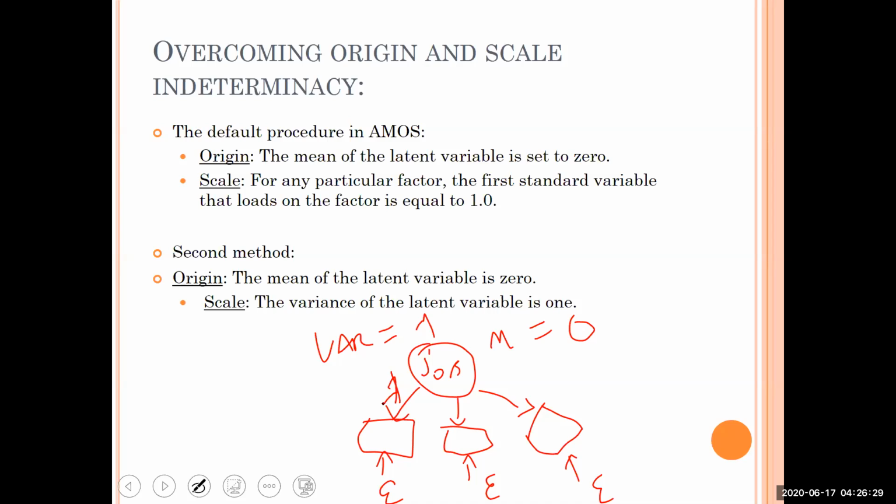So these 2 methods are equivalent statistically, like you get exactly the same model fit, and exactly the same standardized results, regardless of whether you set a factor loading to 1 or the variance of the latent variable to 1. So it doesn't really matter which approach you pick. But you have to pick one or else the model will not run.